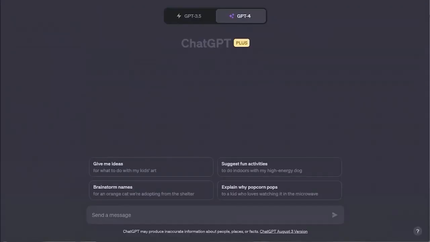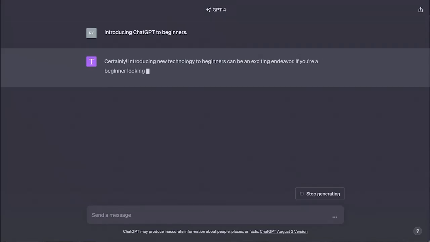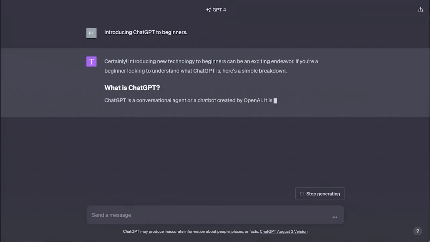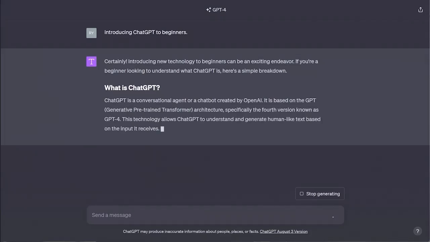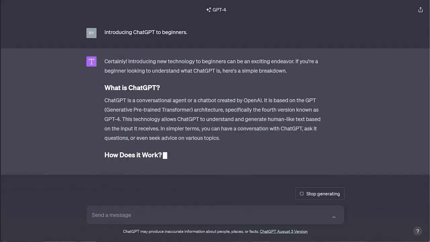Now, as step 1, you need to choose a topic for your prompt. For this demo, let's choose Introducing ChatGPT to Beginners. For step 2, you must determine the context of your prompts. That is, the specific situation or environment in which the prompts will be used. In this case, the context is an introductory course on ChatGPT. The context is crucial because it helps guide the prompt's direction and focus.